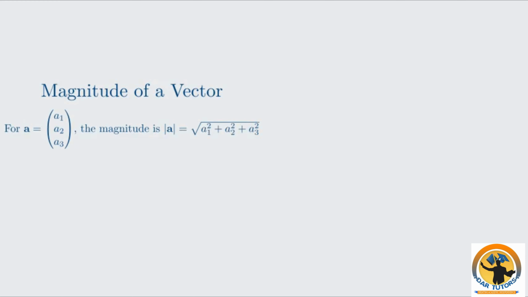Now, let's discuss the magnitude of a vector. The magnitude is simply the length of the vector. For a vector A, with components a1, a2, and a3, its magnitude, written as the magnitude of A, is found using a 3D extension of the Pythagorean theorem. Let's see why this is the case. Consider the position vector OP for a point P with coordinates A, B, C. We can visualize this as the diagonal of a cuboid with sides of length A, B, and C.